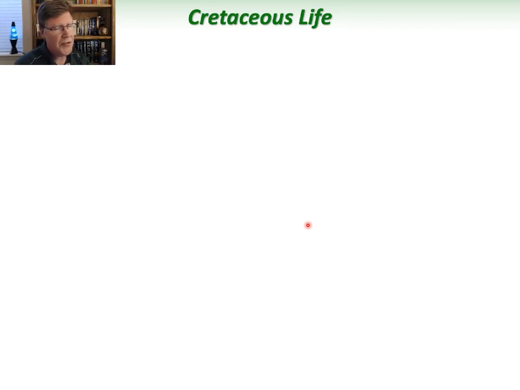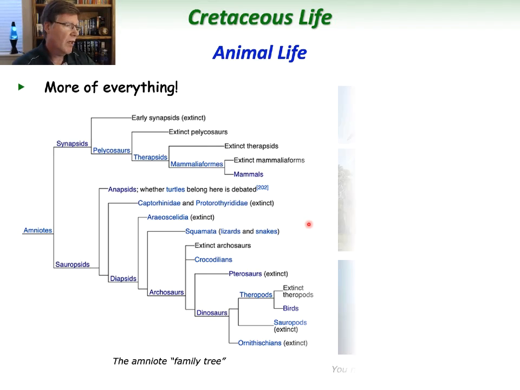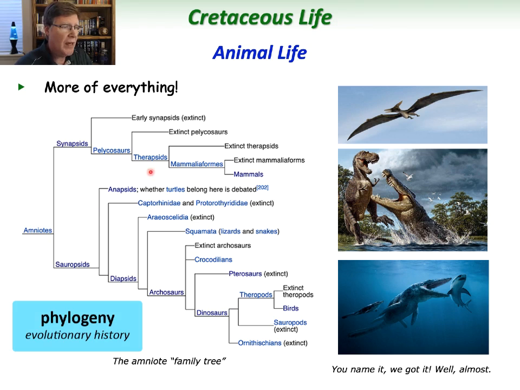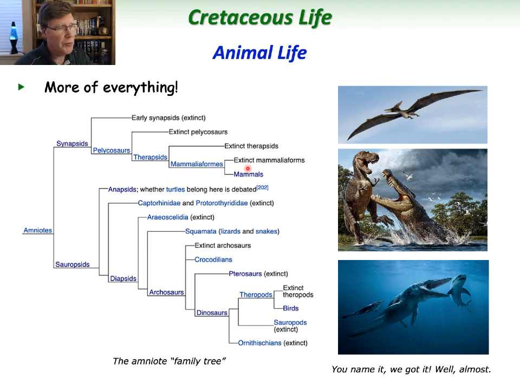Cretaceous life is just about everything. Animal life, if we're looking again at the amniote phylogenetic tree, the synapsids, the mammal-like reptiles, most of those have gone extinct except for mammals. Mammals are present throughout the Cretaceous. On the diapsid side, we have the different types of squamata, lizards and snakes. Archosaurs like crocodiles, pterosaurs, dinosaurs, birds of all different kinds, all present during the Cretaceous.